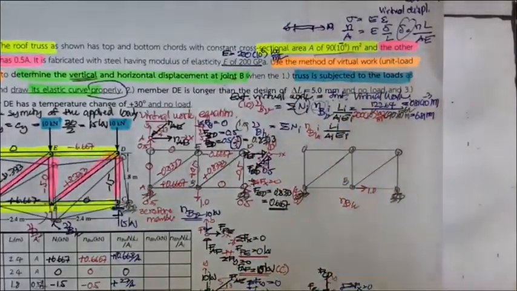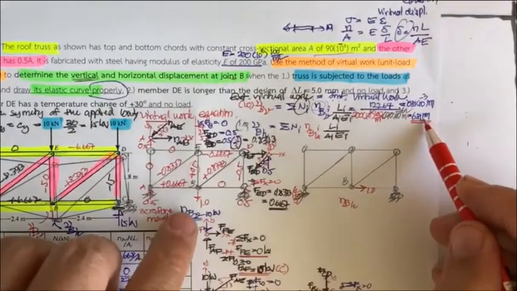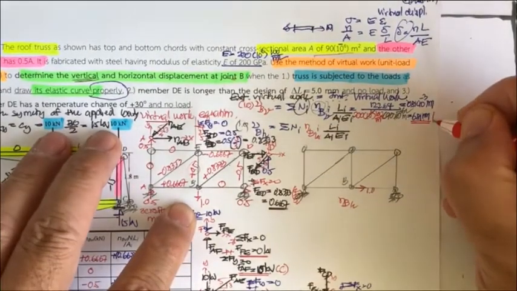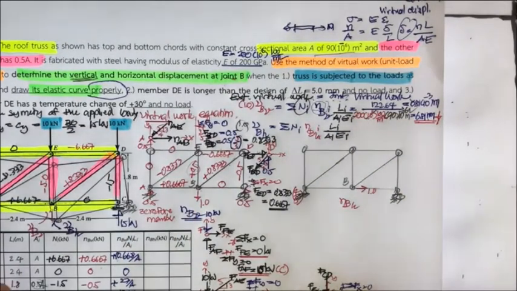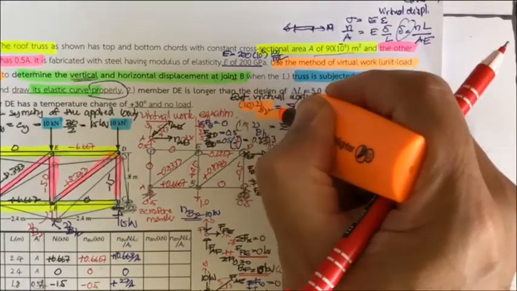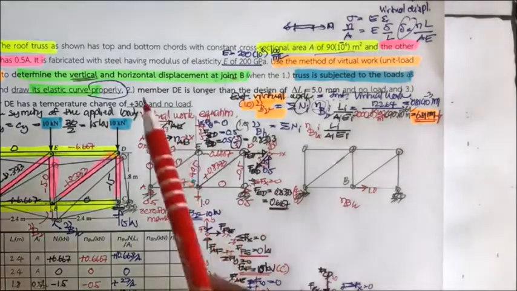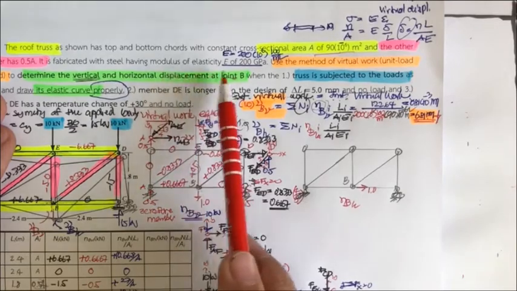And the value of this is positive. When the value is positive, it's going to follow the 1 unit force, so it's down. So this is the first one we have, for the deflection of B in vertical direction. And next, we're going to determine the horizontal displacement at joint B.